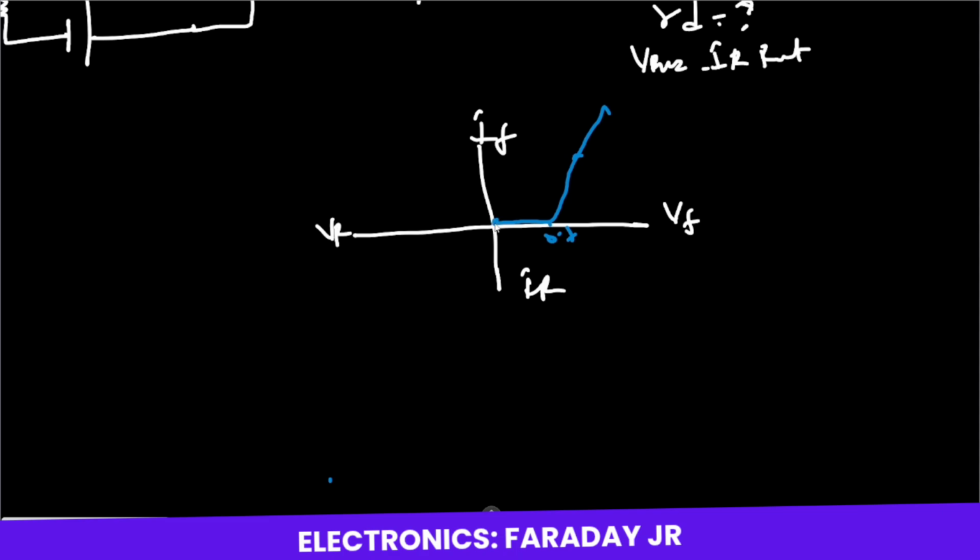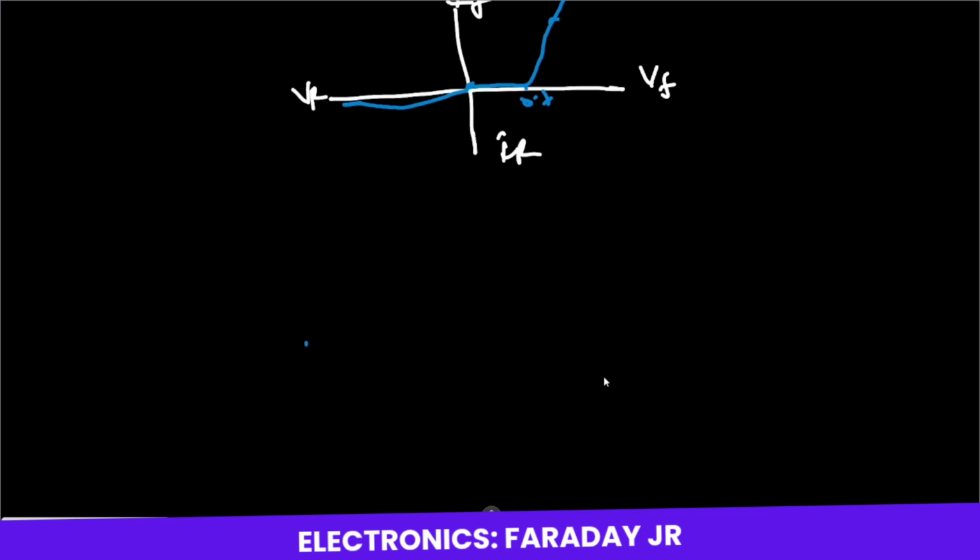In the reverse region, it is assumed the diode is not working, and so there will be some small amount of current, the leakage current. You see something like this in the reverse direction. This is a graph of the complete model of the diode.